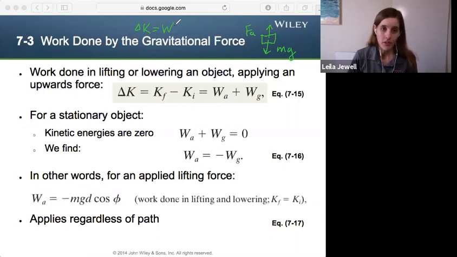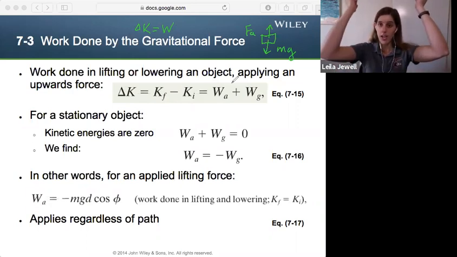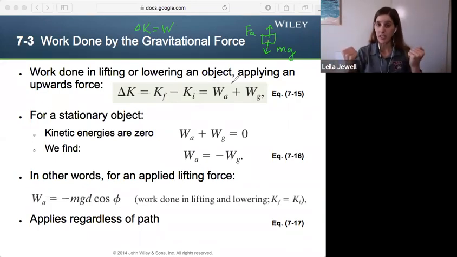But for this subcase, we can look at the limiting case: what if the kinetic energies are 0? So if we hold an object and it's not moving, and then we lift it up and at the top it's not moving, well then at the end, as well as at the beginning, the kinetic energy is 0. So the net change in kinetic energy is 0 as well. The net work, applied plus work done by gravity, is equal to 0. And so that tells us that the work applied is always going to be negative the work done by gravity, because the force is acting in the opposite direction. So it's going to have the opposite sign of work.